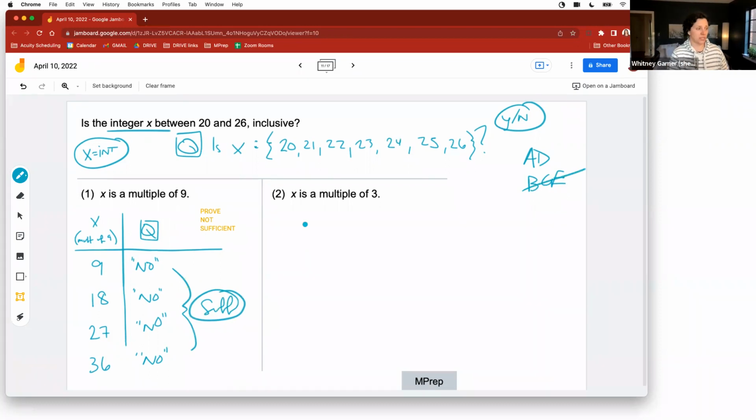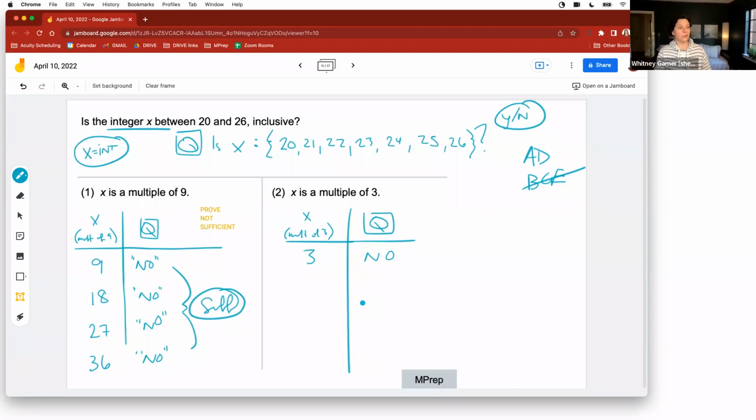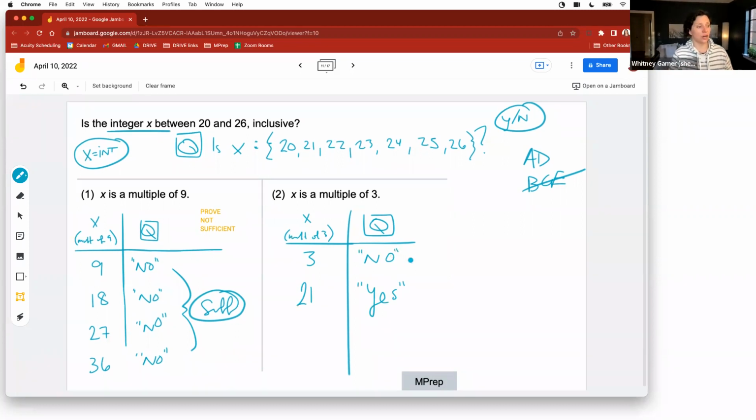I would do the exact same thing with statement 2. X is a multiple of 3. I'd test a number like 3 and then ask my question. 3 is not in that list. However, if I jump up a little bit and pick something from the list like 21, I get a yes answer. And so I've now received 2 different answers. One possible value of X gave me a no answer. A different possible value of X gave me a yes answer. And so not sufficient. My correct answer is A.